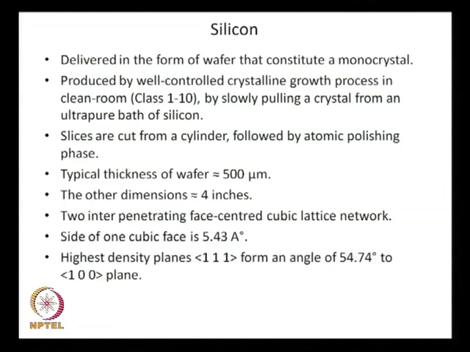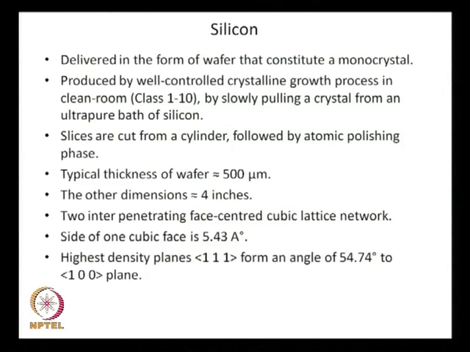So, one is dangling with the other; there is not a very organized, aligned structure. The silicon that you get in wafer form is delivered as a monocrystal. Monocrystal means it is a single silicon crystal. I think I must point out what a silicon crystal looks like.